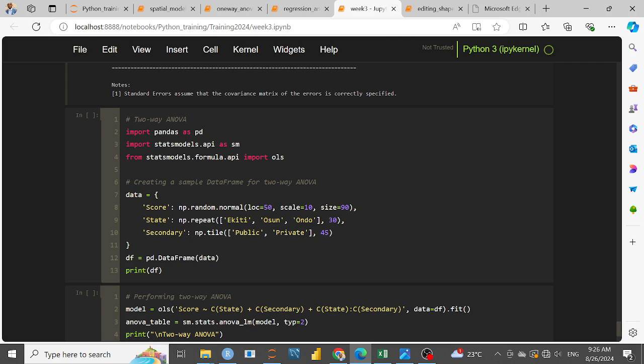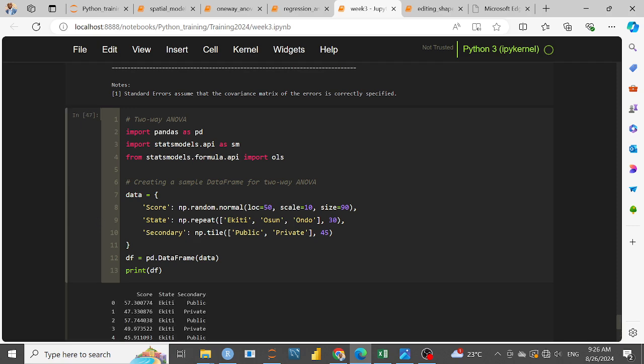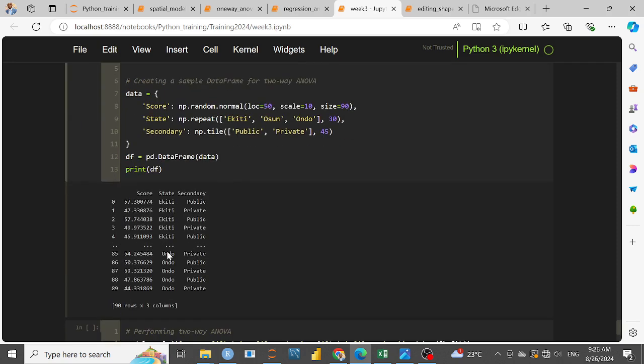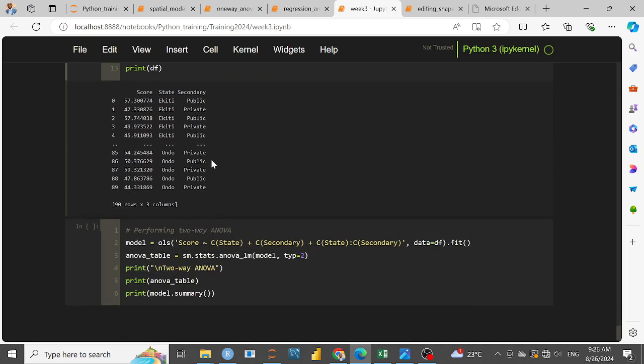So you can see I put 45 here. The reason why I put 30 here is because I multiply this by 30 to give us 90, because that must be equal to 90. So public and private, this one will be repeated, but in tile form: public, private, then public, private, like that. Times 45 gives us 90. So let me build it for you to see. Now see, state. Next one will be private, public, private, public. So we want to see whether the second factor has an influence on that.